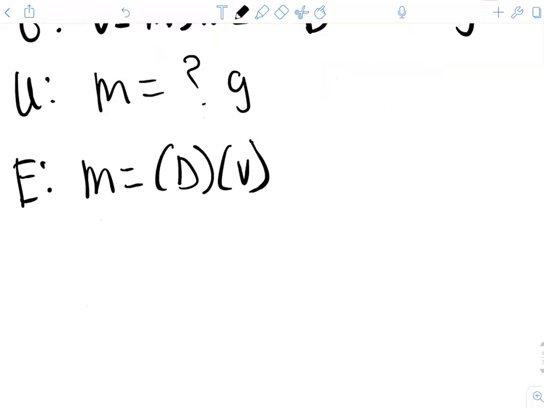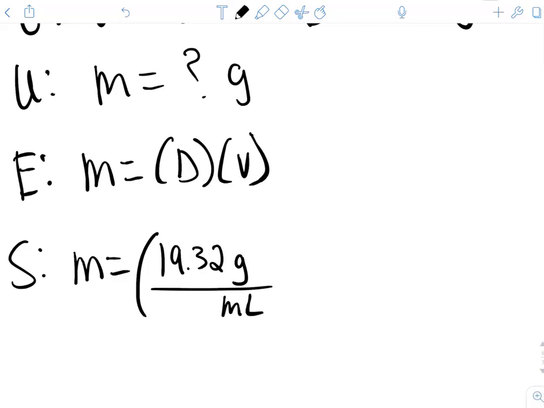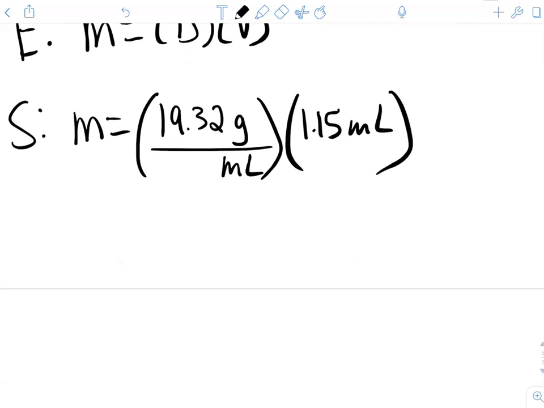And then if we plug in, we're going to have that this is going to be 19.32 grams per milliliter. And I'm writing this specifically this way because I want you to see that whenever you do this, your units of milliliters are going to cancel out. And what that means is you have one on the top, one on the bottom. They're basically zeroing out, or they are canceling each other out.